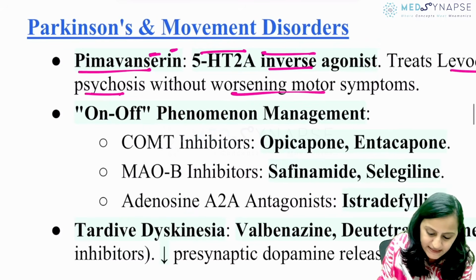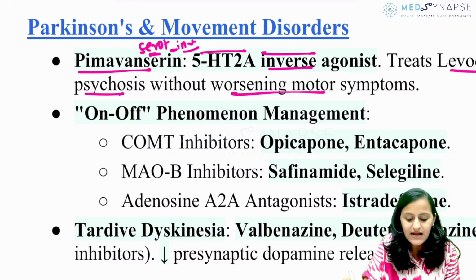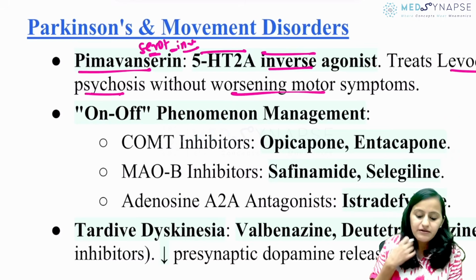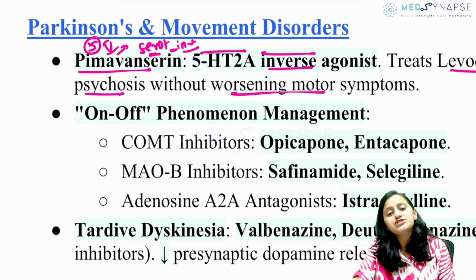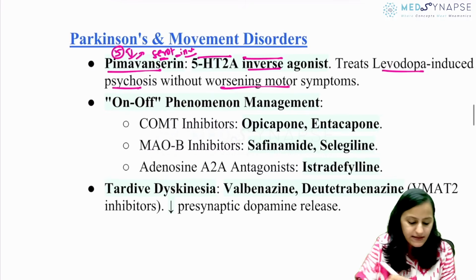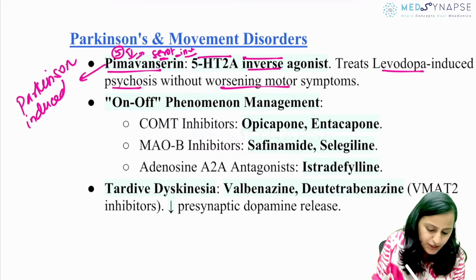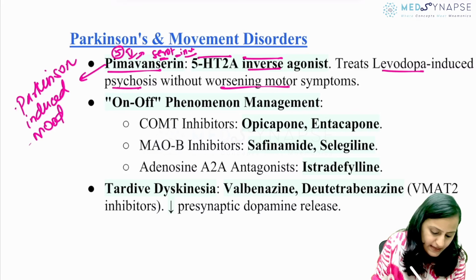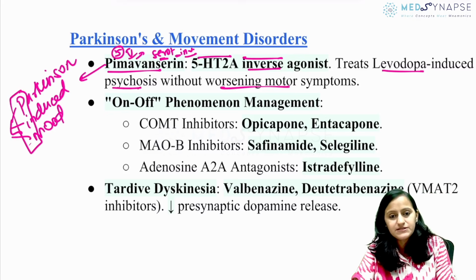Remember serin. Serin is like serotonin, inverse agonist, IN, which is on 5. The V is for 5. Okay, so 5-HT2A inverse agonist. Okay, pimavanserin. And remember, this is Parkinson. Pim is like PIM, Parkinson's induced mood abnormality, that is psychosis, which is there because of Parkinson's drugs, which is pimavanserin.